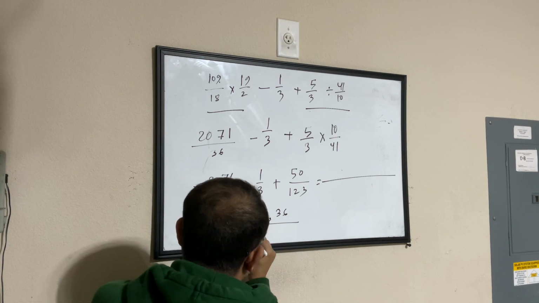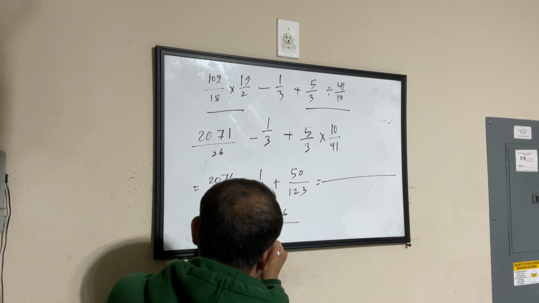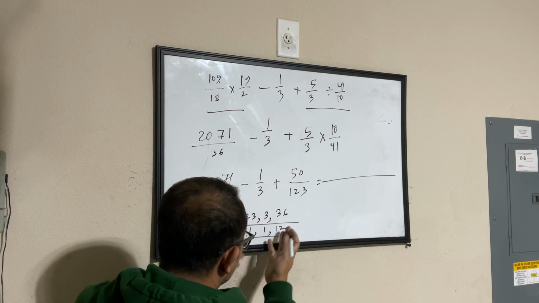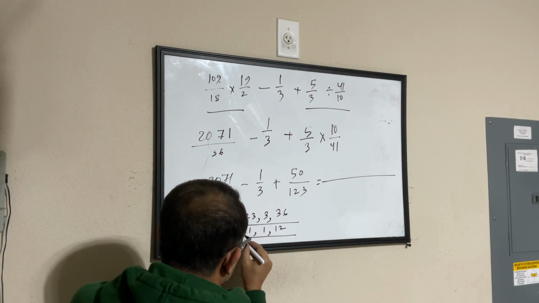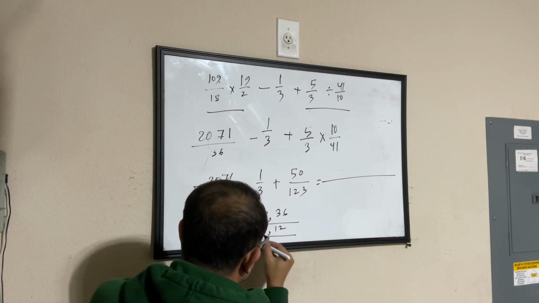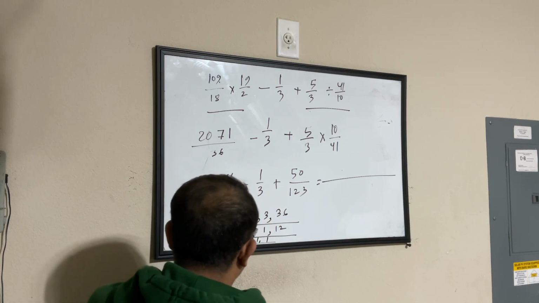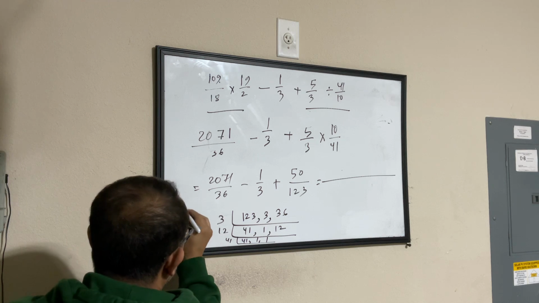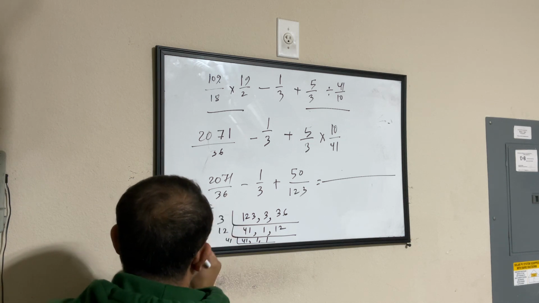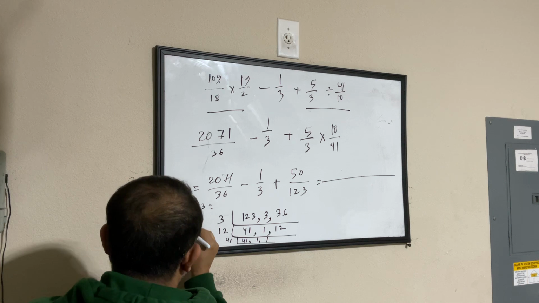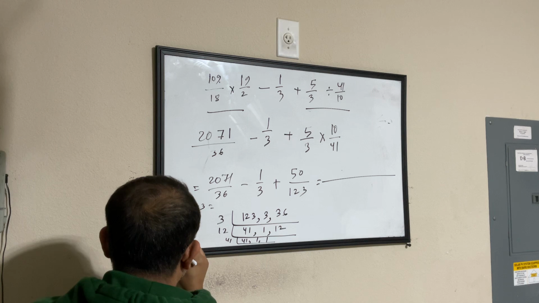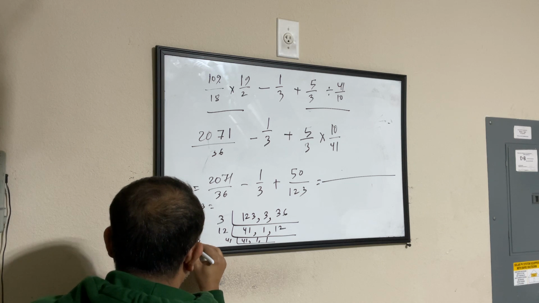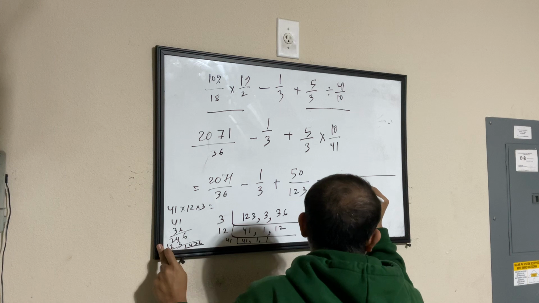I'll start with 3. 3 times 4 is 12, 3 times 1 is 3, 41, 3 times 1 is 3, 12. Now here there is not much we can do, so I'll pick 12 because there is nothing in common here. 41 remains 41, 1 becomes 1 and then 41. So my LCM is 41 into 12 into 3, so 41 into 36. 6 times 1 is 6, 6 times 4 is 24, 3 times 1 is 3, 3 times 4 is 12. 1476 is my LCM.